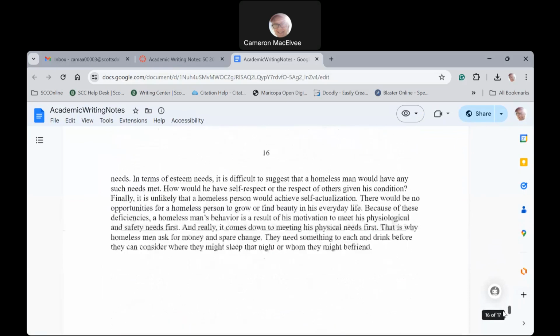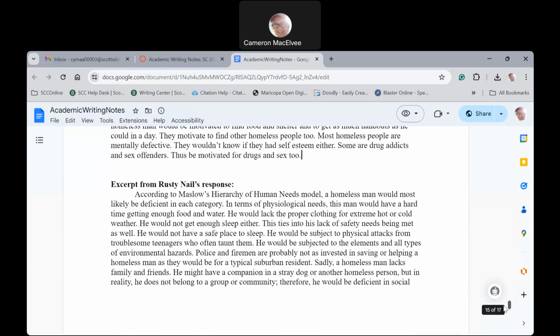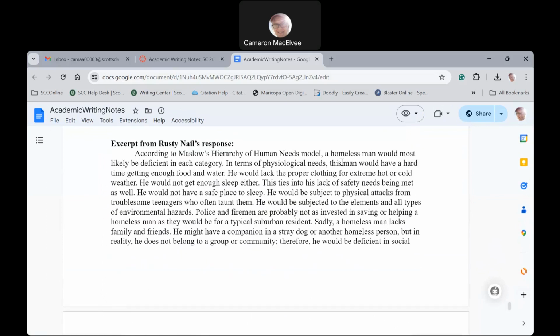Now let's compare hers to Rusty, who also wrote on a homeless person as well. So Rusty wrote, according to Maslow's hierarchy of human needs model. By the way, notice it's nice to reference what you're responding to, even in an in-class essay response. A homeless man would most likely be deficient in each category. In terms of physiological needs, so notice he names it, this man would have a hard time getting enough food and water. He would lack the proper clothing for extreme hot or cold weather. He would not get enough sleep either.